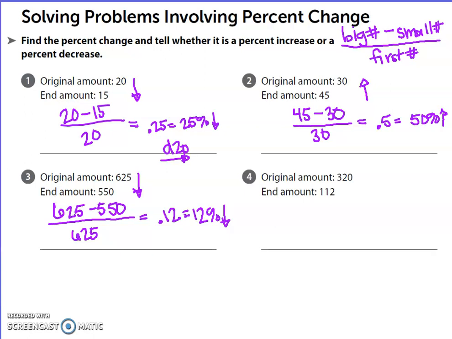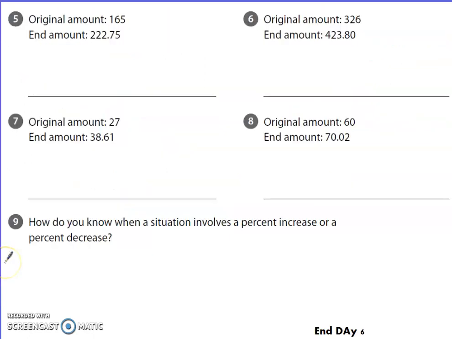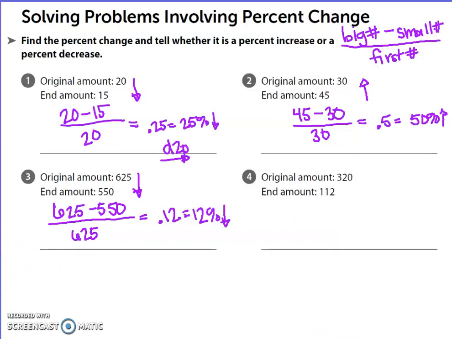I just want to talk briefly about number 9. It says, how do you know when a situation involves a percent increase or a percent decrease? When we looked at these first 3, we determined increase or decrease first. If you start at 20 and go to 15, that's a decrease. It goes down. So you might write something like, from original amount to the end amount, if it goes down, it's a decrease. If it goes up, it's an increase.